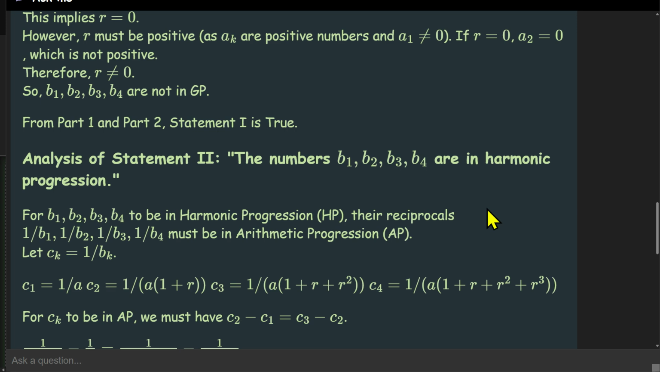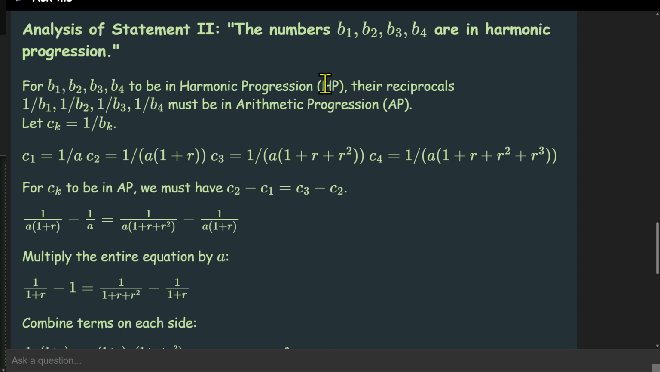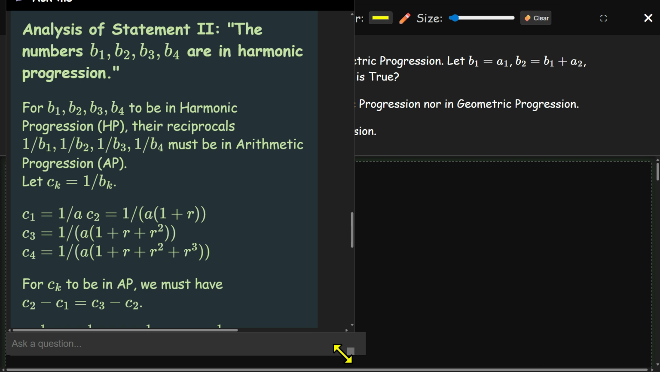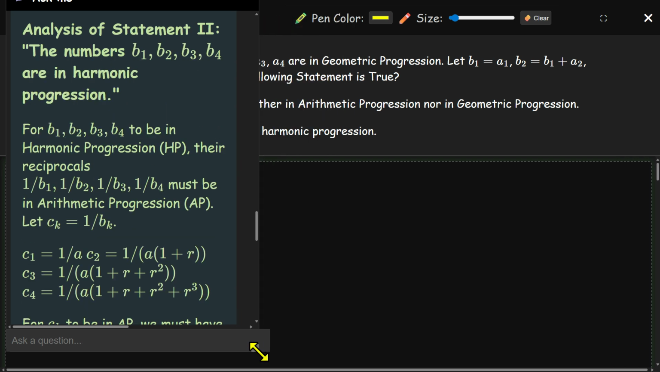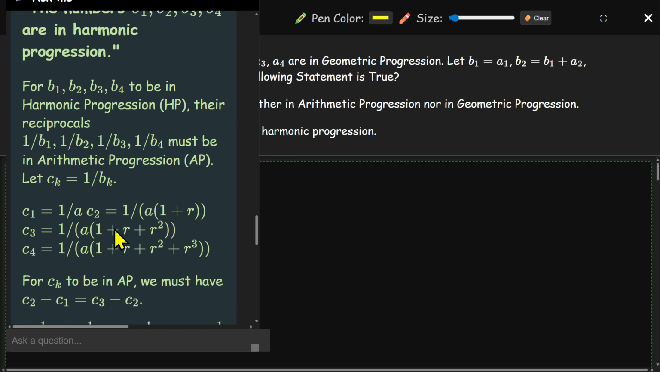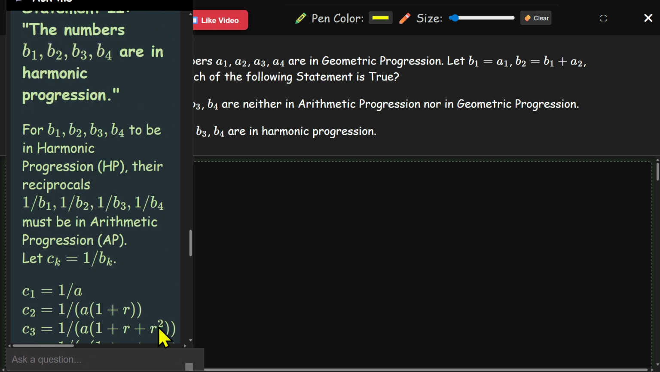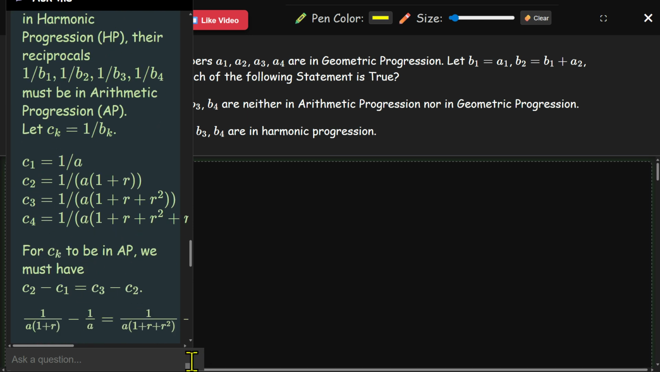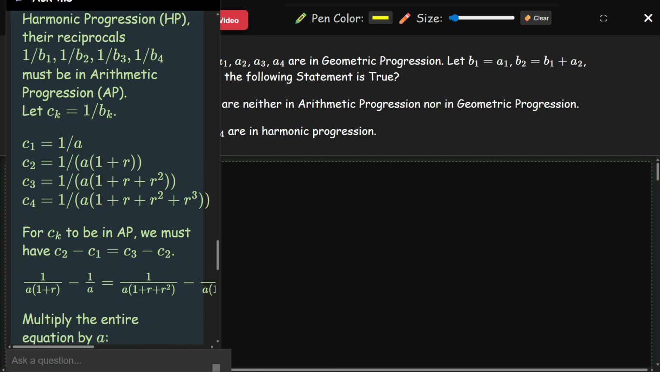The numbers B1, B2, B3, B4 are in harmonic progression. For a harmonic progression, their reciprocals are in arithmetic progression. So C_k equal to 1 upon B_k. C1 equal to 1 upon A, C2 equal to 1 upon A plus A into 1 plus r, C3 equal to 1 upon A times 1 plus r square, and C4 equal to 1 upon A times 1 plus r square plus r cube. This type. So C1, C2, C3, C4.